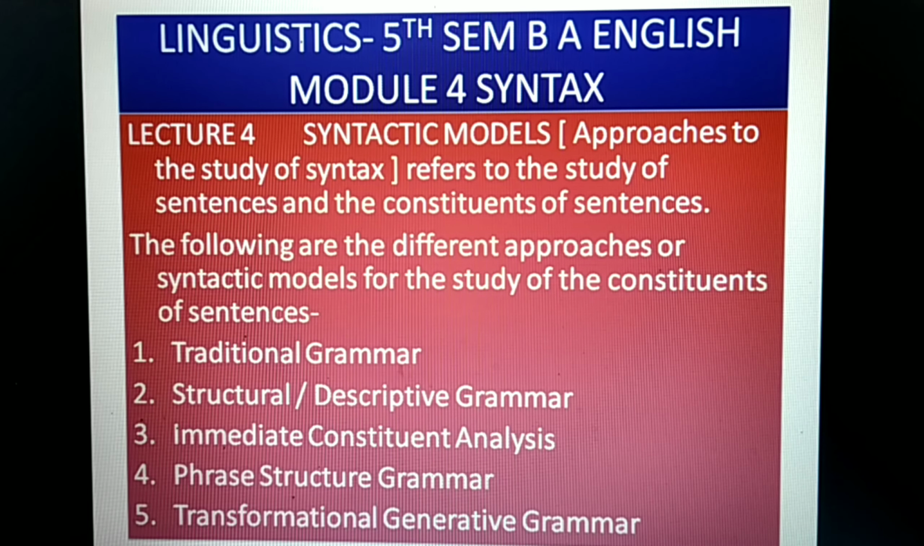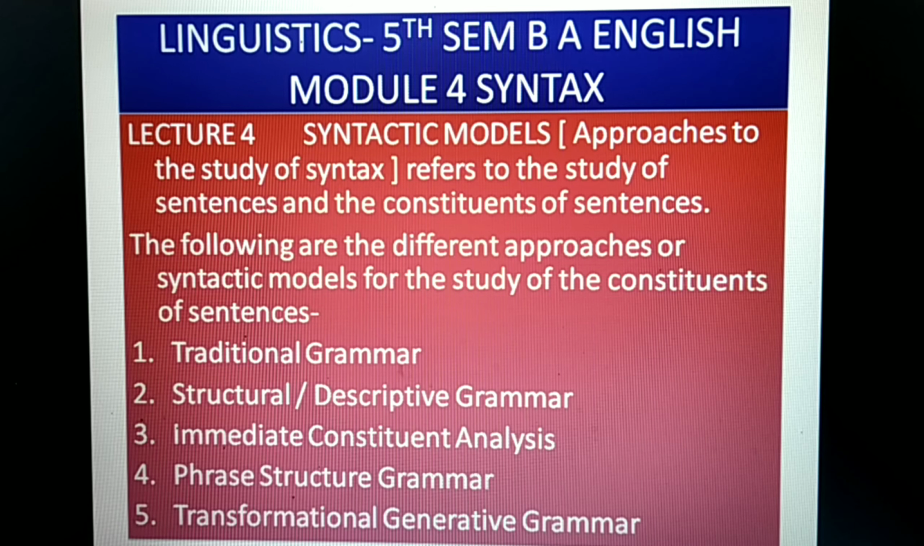And as I said, there are different approaches, and some of the approaches or syntactic models for the study of the constituents of sentence are traditional grammar, structural or descriptive grammar, immediate constituent analysis, phrase structure grammar, and transformational generative grammar. In different lectures, we will discuss all the five syntactic models. Today's lecture, we look at traditional grammar.